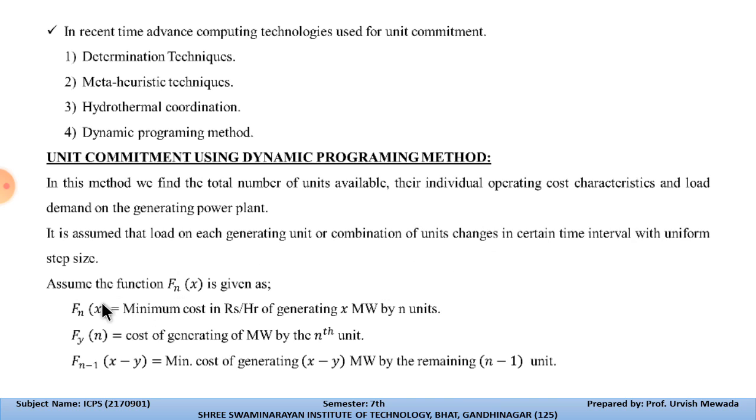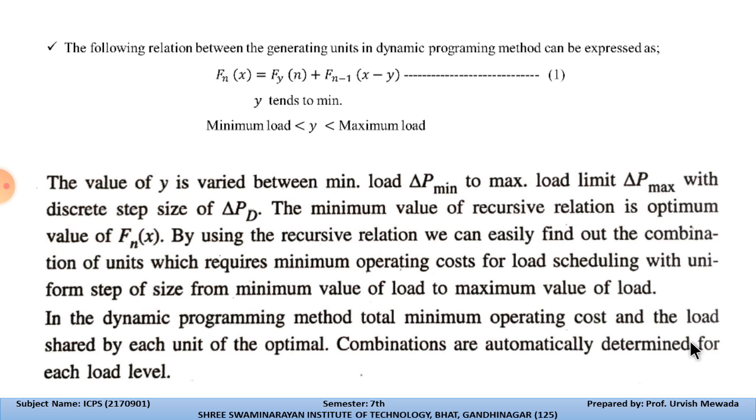Here we are assuming that fn of x is the minimum cost in rupees per hour of generating x megawatt by n number of units, and fn of y is the cost of generating y megawatt by the nth unit. So fn minus 1 of x minus y is the minimum cost of generating x minus y megawatt by the remaining n minus 1 units. The relation that we can write is fn of x equals fn of y plus fn minus 1 of x minus y. This is equation number 1, where y tends to minimum.